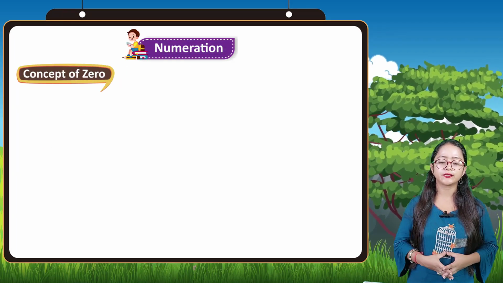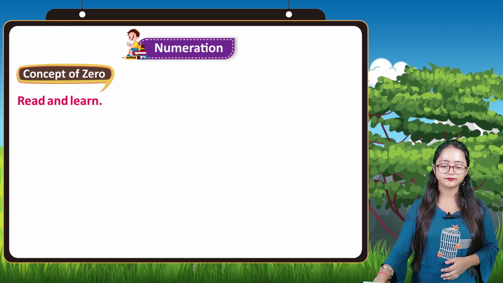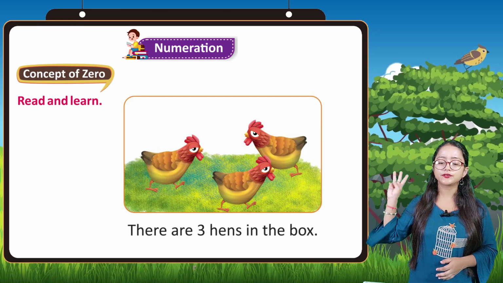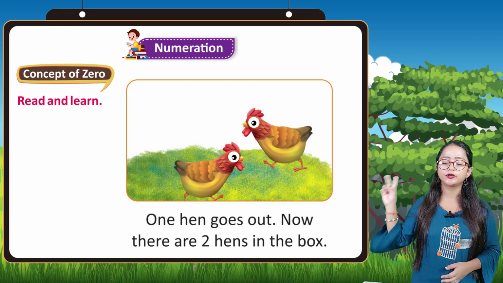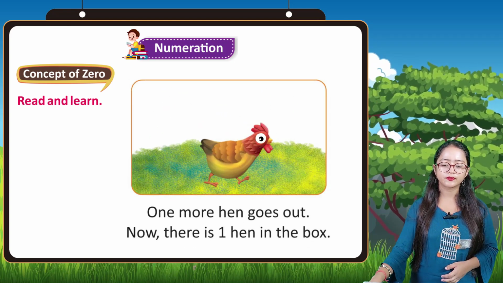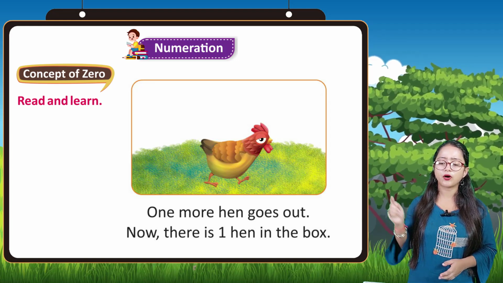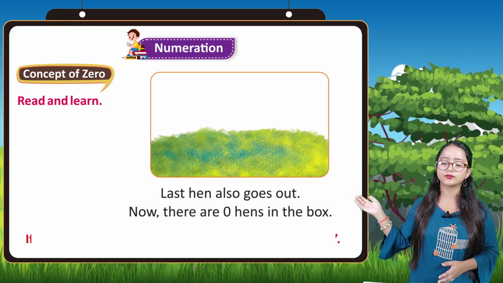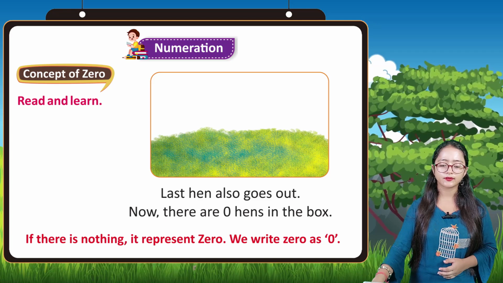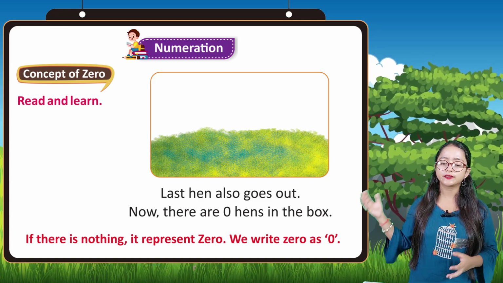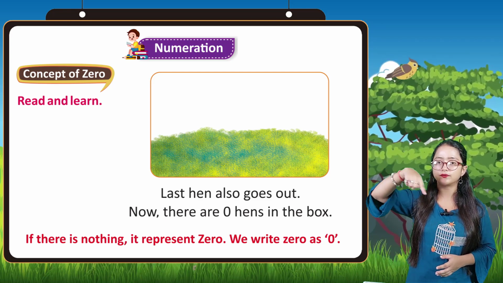Now turn the page and the next topic is numeration, concept of 0. Read and learn. There are 3 hens in the box. 1 hen goes out. Now there are 2 hens in the box. One more hen goes out. Now there is only one hen in the box. The last hen also goes out. Now there are 0 hens in the box. If there is nothing, it represents 0. We write 0 as the circle one, as the oval one.